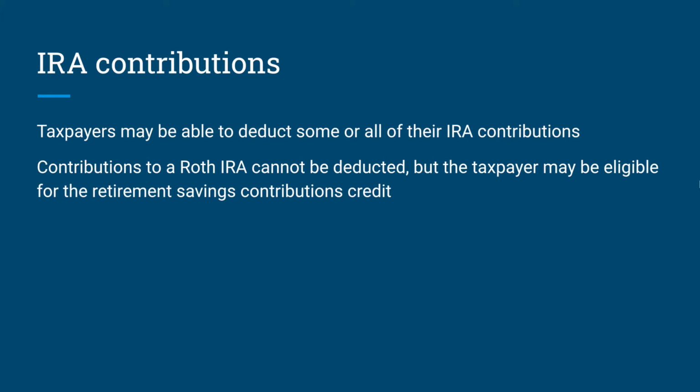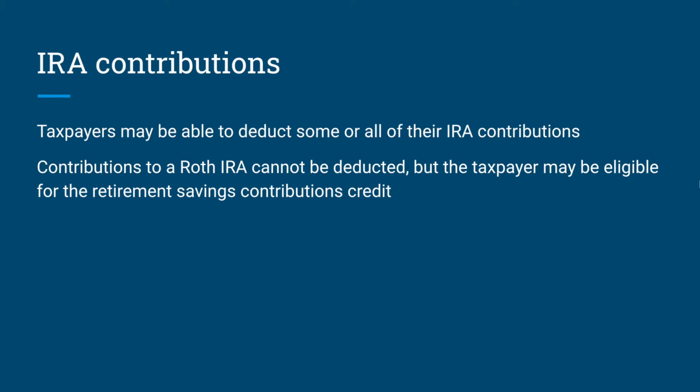The next one that we'll talk about is IRA contributions. We've talked about IRAs already, and I think it's a theme that you should start to see here between the income and the deductions, credits, and adjustments, is that many of them go hand in hand, and you should start to see some patterns emerge and some common types of accounts, such as IRAs, that are going to be particularly important when filling out a return. With regard to IRAs, taxpayers may be able to deduct some or all of their IRA contributions, but it's also important to note that contributions to a Roth IRA cannot be deducted, but the taxpayer may be eligible for the retirement savings credit.